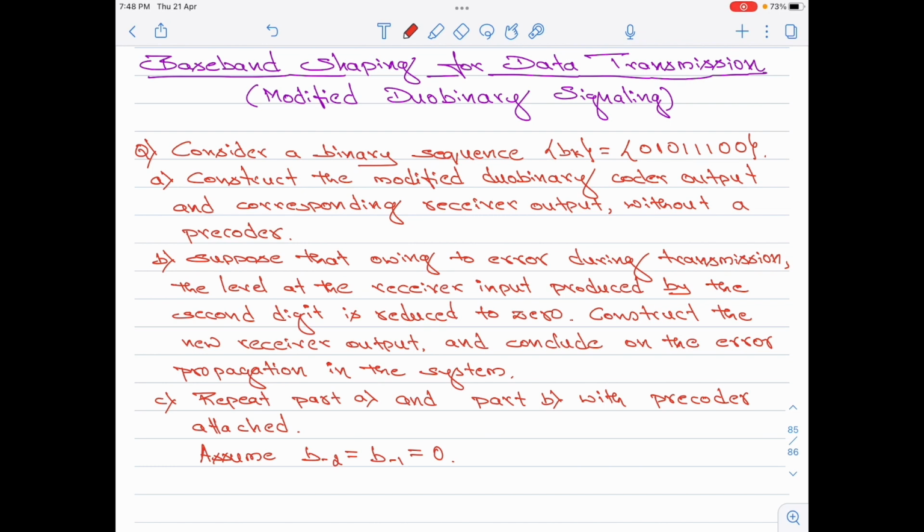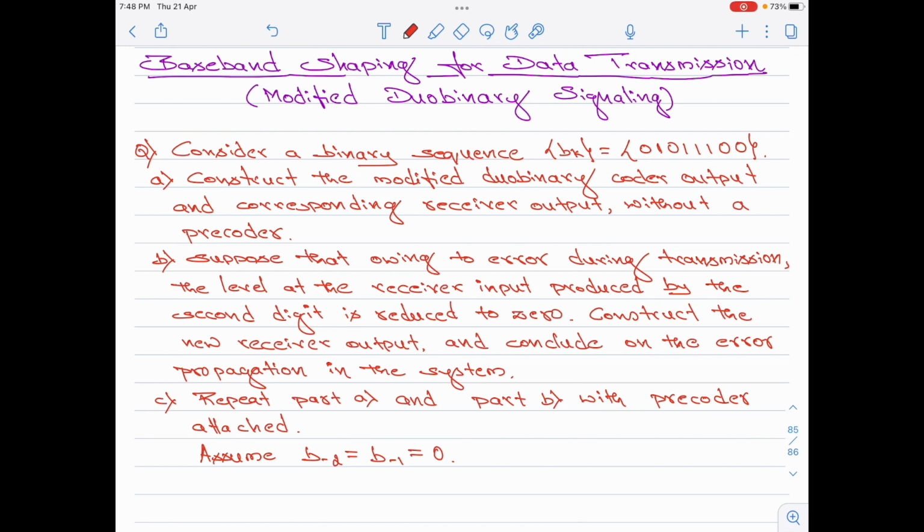Part A of the question says, construct the modified duobinary coder output and the corresponding receiver output without a precoder. Part B of the question says, suppose that owing to error during transmission, the level at the receiver input produced by the second digit is reduced to 0. Construct the new receiver output and conclude on the error propagation in the system.